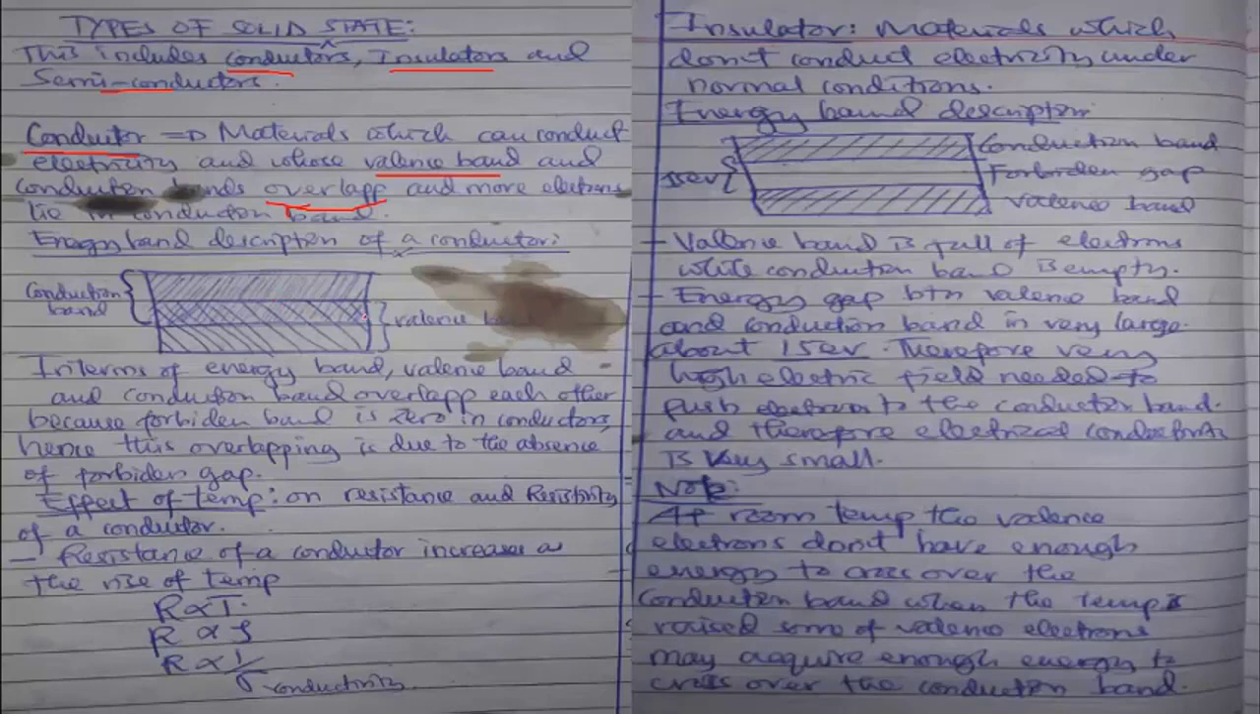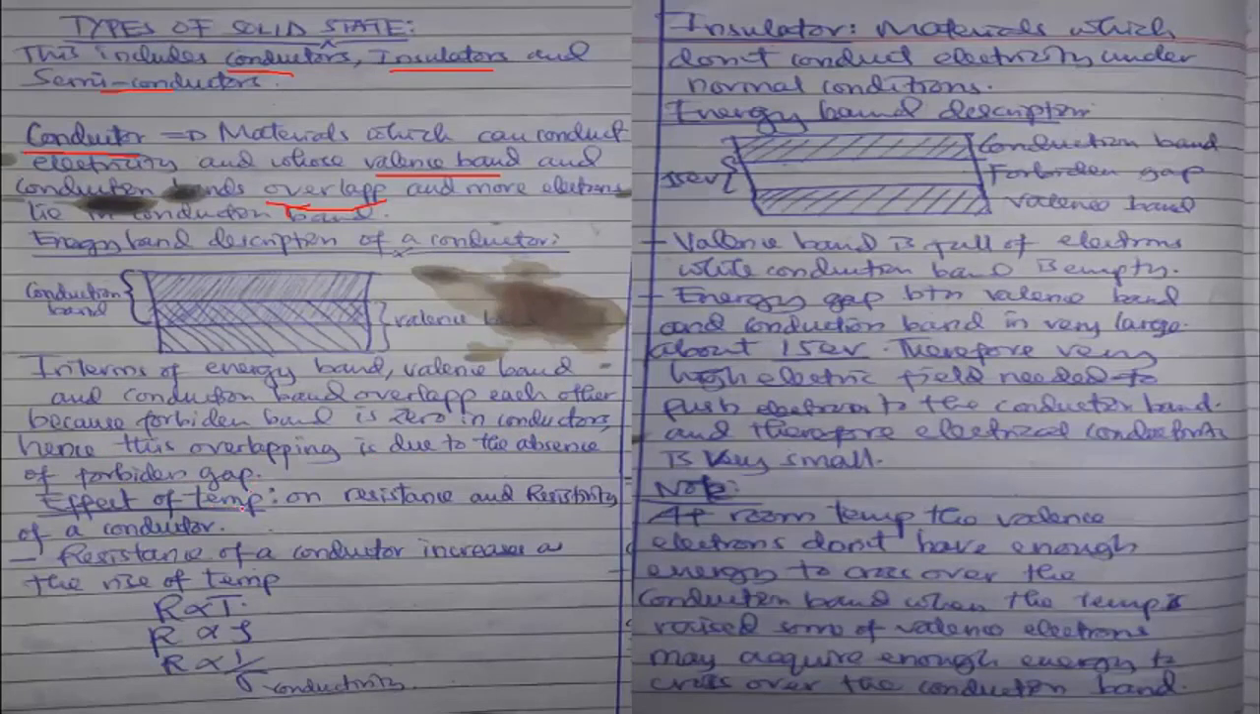But for conductors, you can see the valence band and conduction band actually overlap, so there is no energy required. Only a small amount of energy is required to excite some of the electrons from the valence band to enter the conduction band. As in the region of overlapping, some of the valence band electrons are already in the conduction band. That's why it is very easy for a conductor to conduct electricity. In terms of energy band, valence band and conduction band overlap each other because the forbidden gap is 0 in conductors. Hence, this overlapping is due to the absence of forbidden gap.